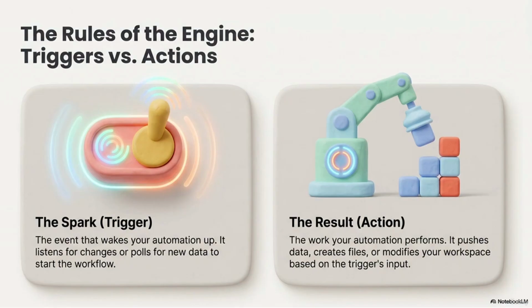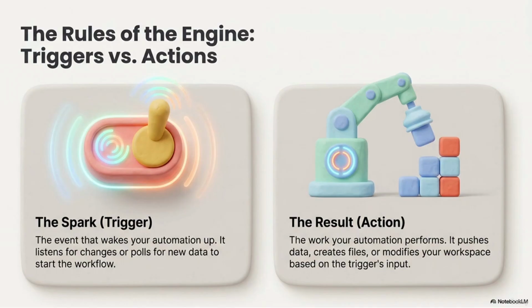But first, let's have a reminder, because every automation has a trigger and it has actions. You can think of a trigger as the spark. It's the event that wakes up your automation. A trigger can listen for changes or new data, or it can be triggered manually or on a schedule. And then there's the action. This is the result or the actual work your automation performs after it's been triggered. Something like creating a file or pushing data based on that trigger.